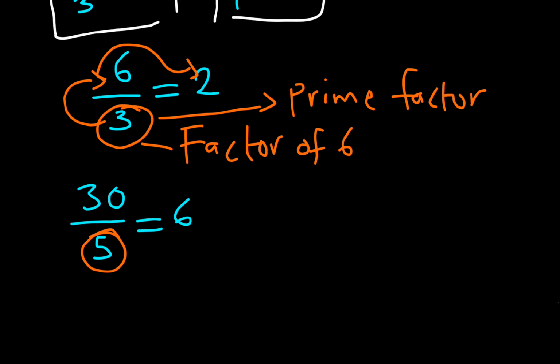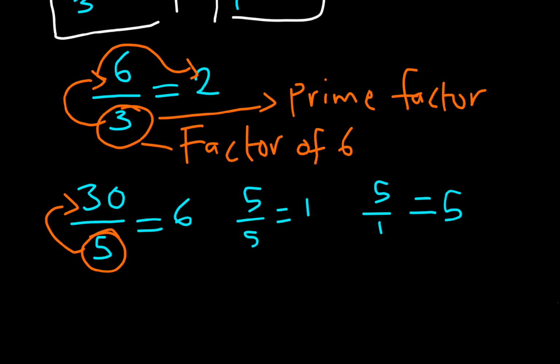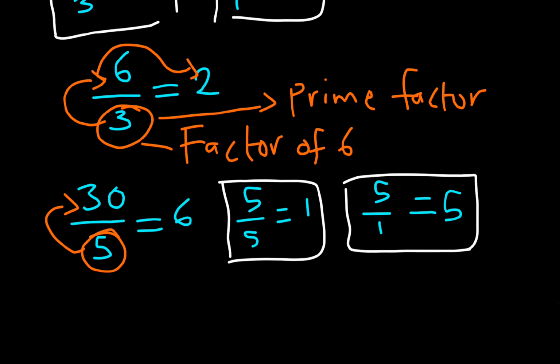So 5 is a factor since it's a factor of 30. But it's also a prime number. And how is it possible? 5 divided by 5, you'd get 1. And also 5 divided by 1, you get 5. You get just 5. So if you note here now, this also makes 5 a prime number. So 5 is a prime factor.